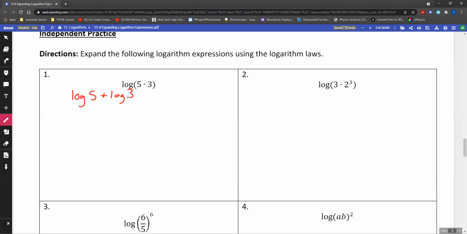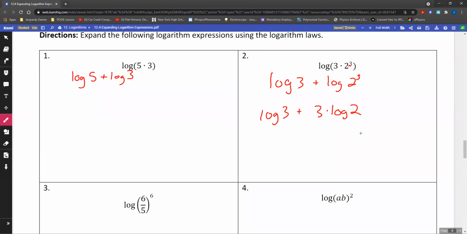Over here, because this exponent is only on the 2, I'm going to ignore it for now. And then I'm going to write it as log 3 plus log 2 to the 3rd. Because now I can deal with that exponent, so that 3 gets pulled out in front, multiplies with the log 2, and I get log 3 plus 3 log 2.